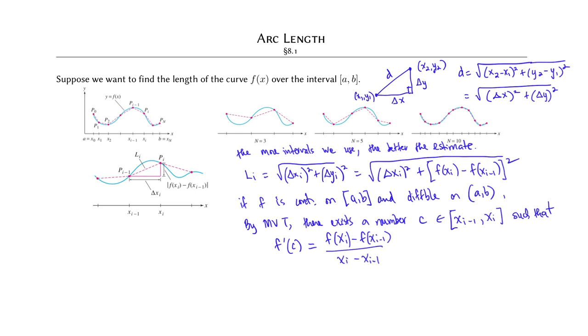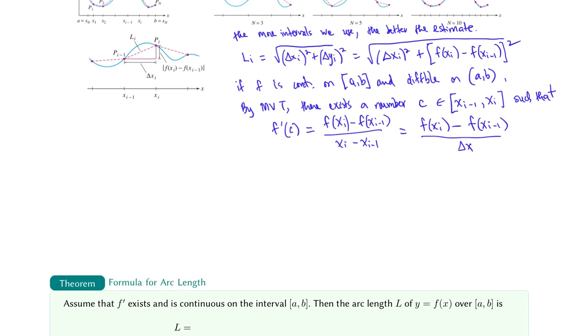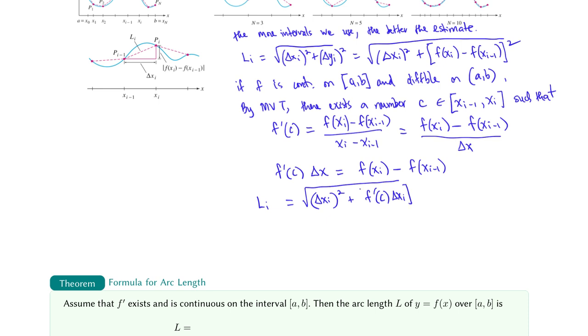And so f prime of c is f of x i minus f of x i minus 1 over x i minus x i minus 1. But x i minus x i minus 1 is delta x. We rewrite these formulas as f prime of c times delta x equals f of x i minus f of x i minus 1. But this quantity f of x i minus f of x i minus 1 is in the formula l i. And so we substitute it in the formula. We end up with l i equals the square root of delta x i squared plus f prime of c times delta x i squared.